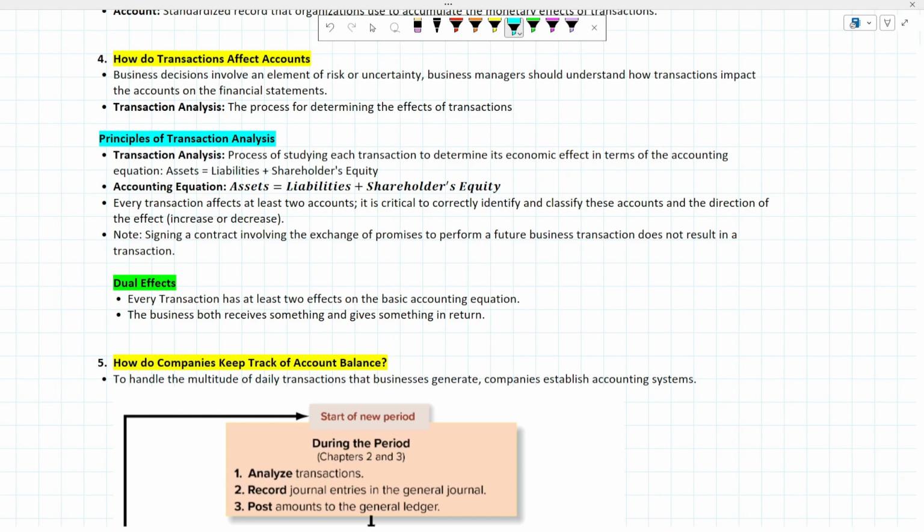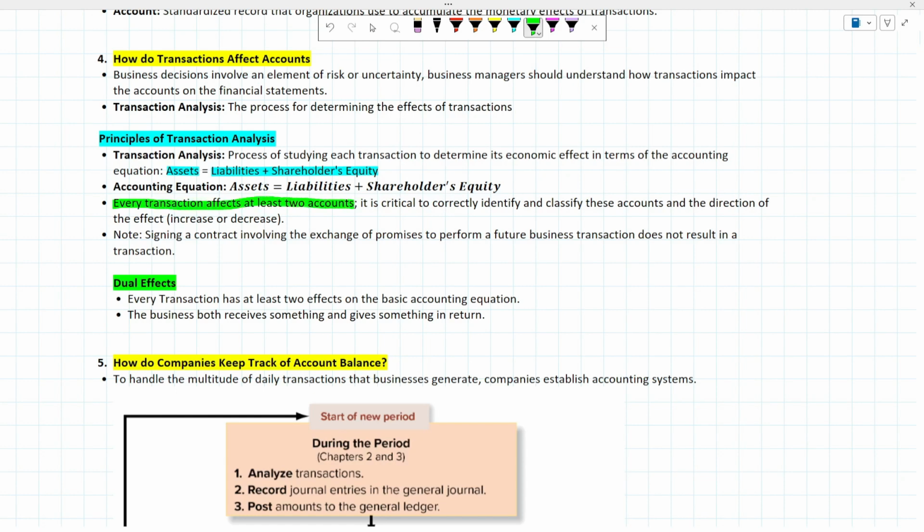And our accounting equation is very simple: assets must equal liabilities plus shareholders' equity. So the accounting equation, like I just said, is assets equal liabilities plus shareholders' equity. Every transaction affects at least 2 accounts. It is critical. Let me highlight that, because that is every transaction affects at least 2 accounts.